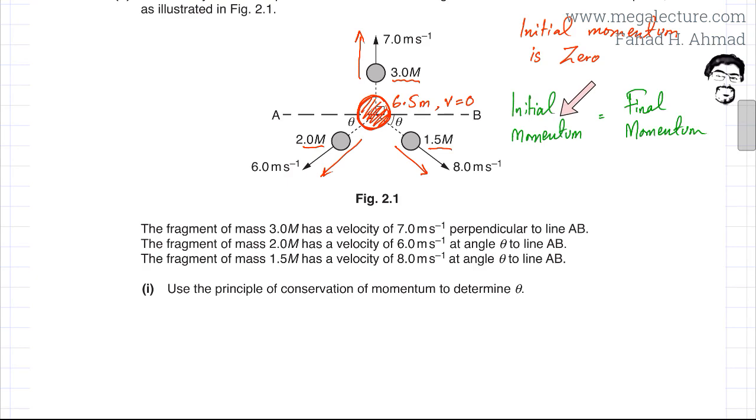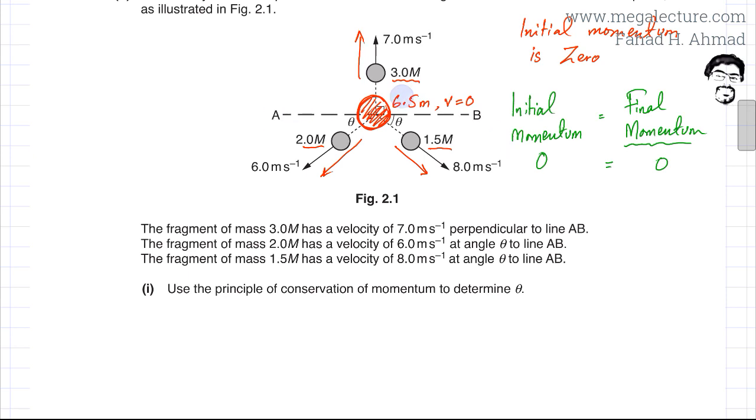Now initial momentum should be equal to final momentum. That is the principle of conservation of momentum. Since my initial momentum is 0, my final momentum would also be equal to 0. So I'm going to calculate this final momentum. My particles are now traveling at 7 meters per second in one direction, 6 meters per second in another direction, and 8 meters per second in the third direction. Remember, momentum is mass times velocity. It's a vector quantity, so I'm going to divide my final momentum into vertical and horizontal components.